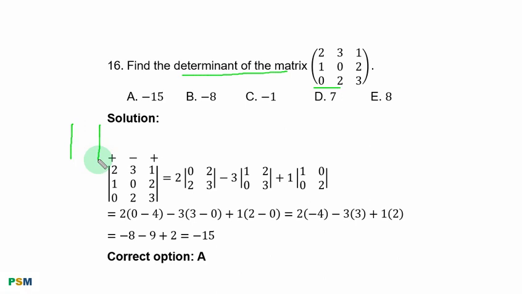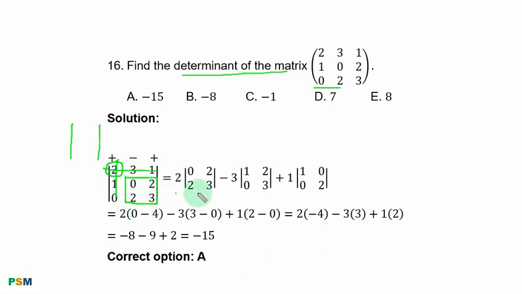Row 1, you assign the checkerboard signs of plus, minus, plus. If you want to expand along row 2, the checkerboard signs, you have minus, plus, minus, and so on. So I'm going to take the first entry in the first row, that is 2. Then I will cover first row, first column. I'm left with this 2 by 2 matrix.